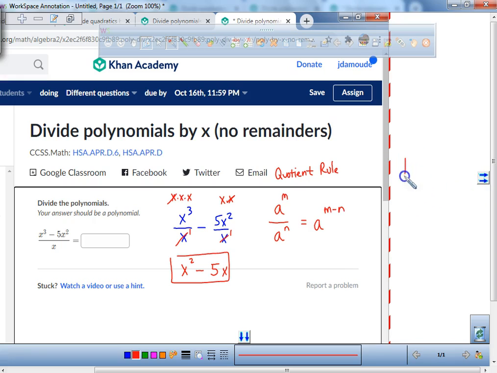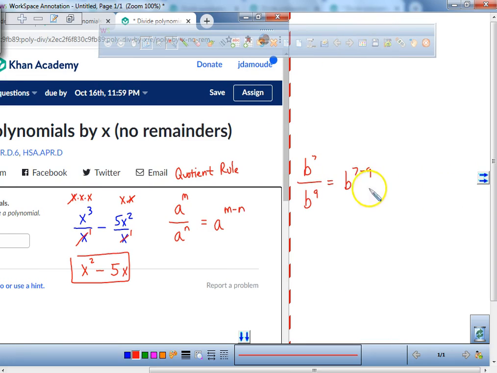Quick little review. Ready? If I said b to the power of 7 over b to the power of 9, you could say that's b to the power of 7 minus 9, which equals b to the power of negative 2, which is the same as 1 over b squared, just so you know. If I had something easier like b to the power of 10 over b to the power of 3, that would be b to the power of 10 minus 3, which would equal b to the power of 7. So there's a quick little review of your quotient rule.